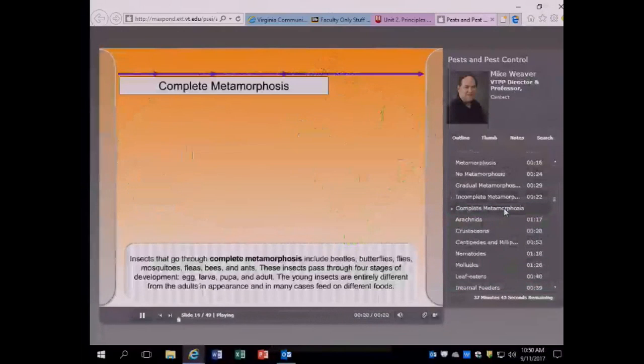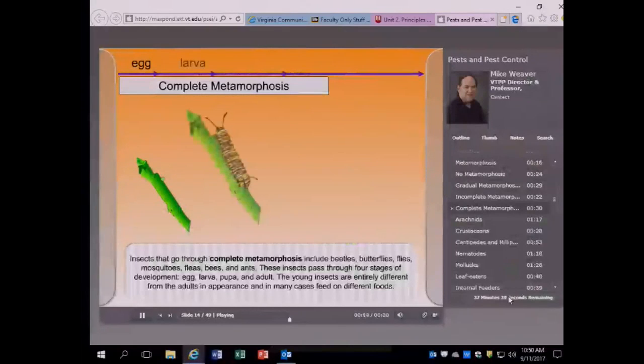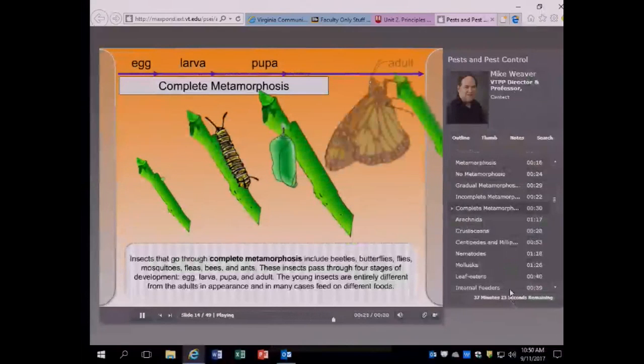Insects that go through complete metamorphosis include beetles, butterflies, flies, mosquitoes, fleas, bees, and ants. These insects pass through four stages of development: the egg, the larva, the pupa, and then into the adult stage. The young insects are entirely different from the adults in appearance, and in many cases feed on different foods.